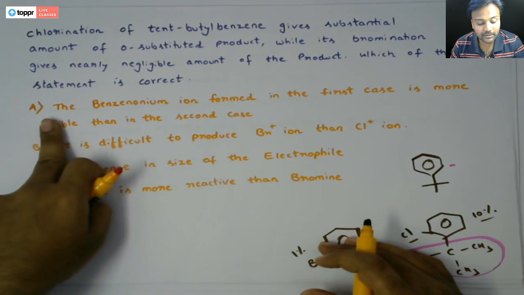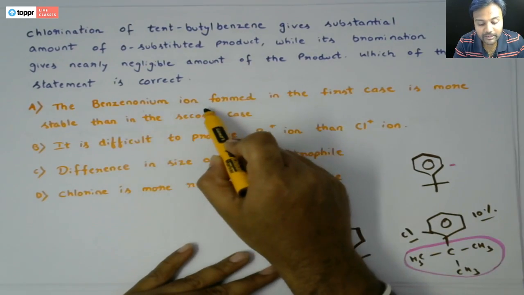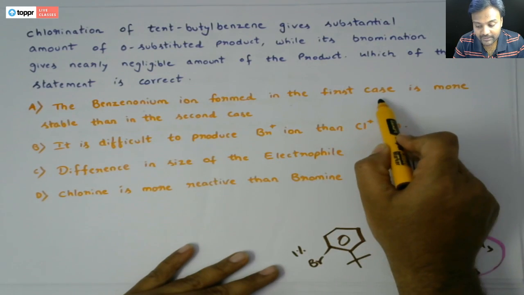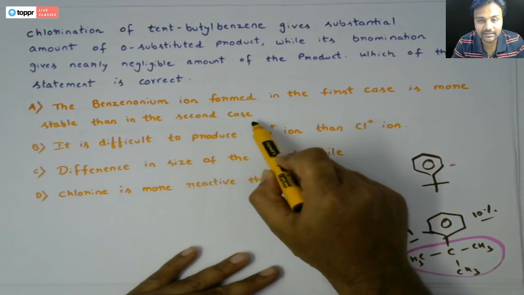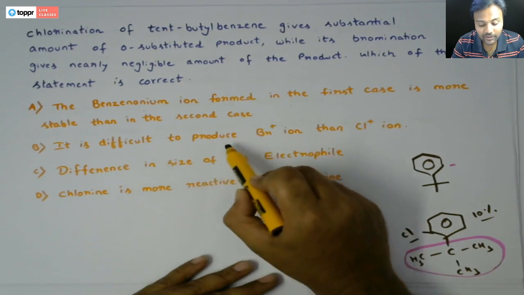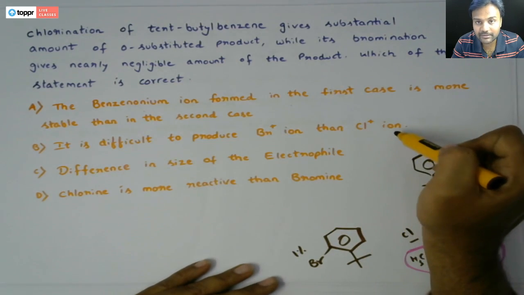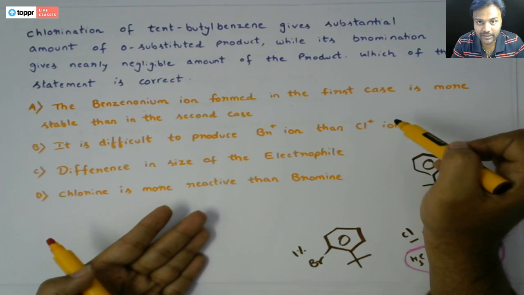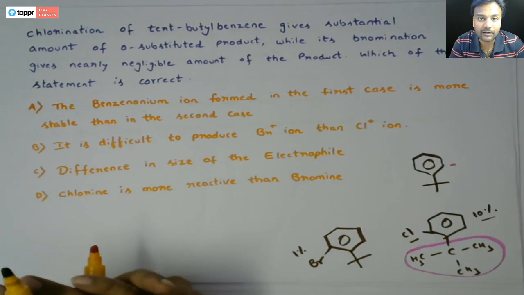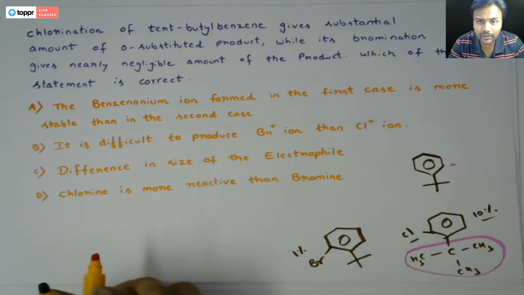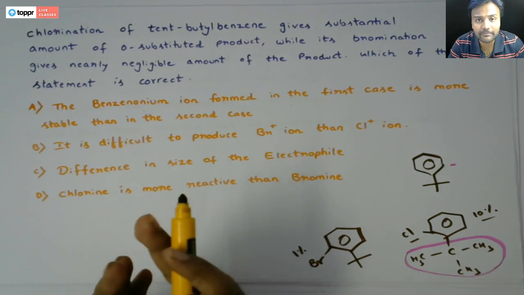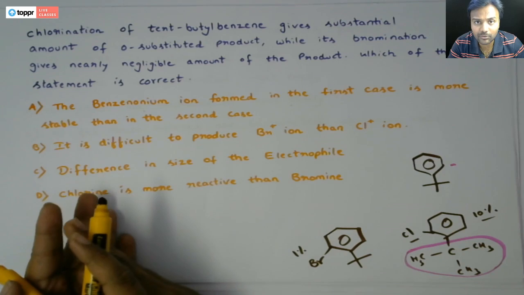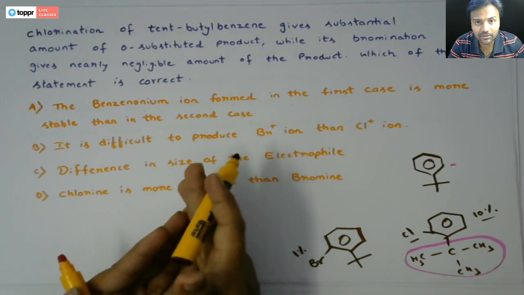Look at the first statement. The benzenonium ion formed in the first case is more stable than the second case. It is difficult to produce Br plus ion than Cl plus ion. No, because you have the same Lewis acid. That's why we are using it in the halogenation reactions. The role of Lewis acid in either chlorination or bromination remains the same. So it will be easy for us to form either chlorine cation or bromine cation.